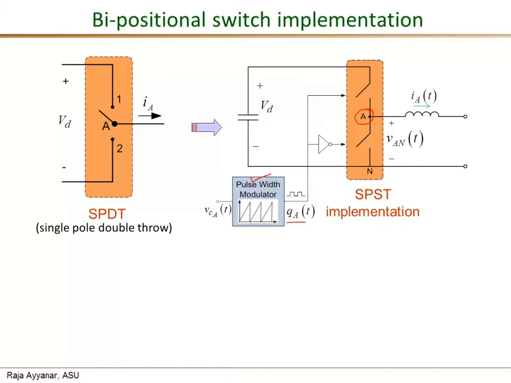The output of the PWM block, this Q sub A, is given directly to the top switch, and the same signal is inverted by this NOT gate, and the inverted signal is applied to the bottom switch. This way we ensure that the two switches are complementary, meaning they never switch on simultaneously or switch off simultaneously, except we will see later that there is a small dead time applied. But as of now, these two switches are switched complementarily. When one is on, the other one is off, and vice versa.